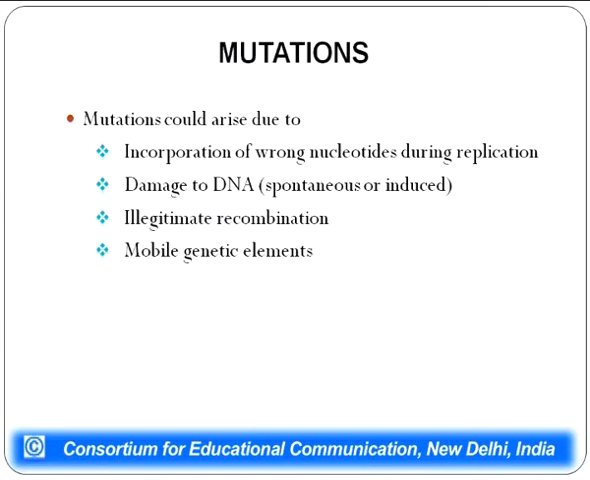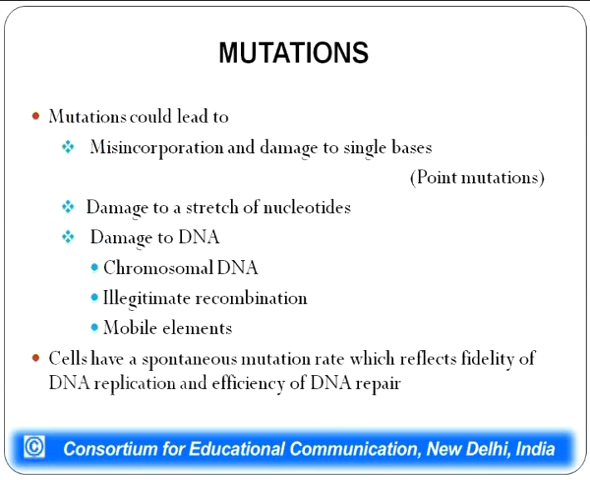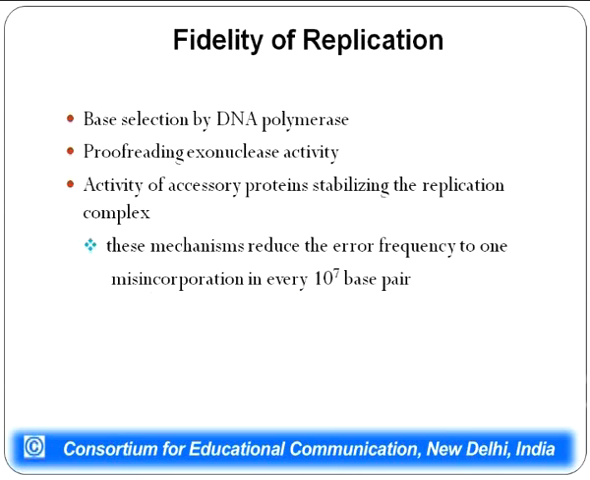So mutations can be categorized. They could be arising due to incorporation of wrong nucleotide, due to damage to DNA, which could be spontaneous or induced, or due to illegitimate recombination, or due to insertion of mobile genetic elements, which are also known as jumping genes. And they could lead to damage to single bases or misincorporation of bases, damage to a long stretch of nucleotides, or damage to the double-stranded DNA, and this could lead to a very high mutation rate.